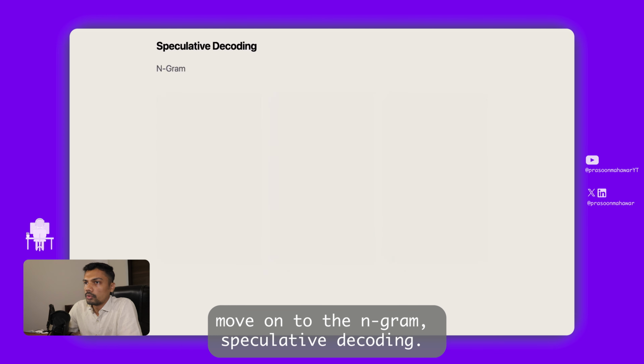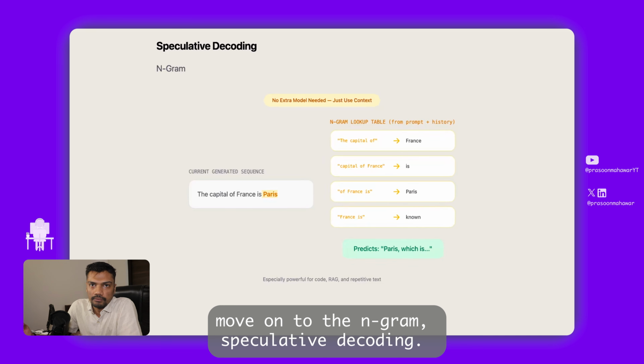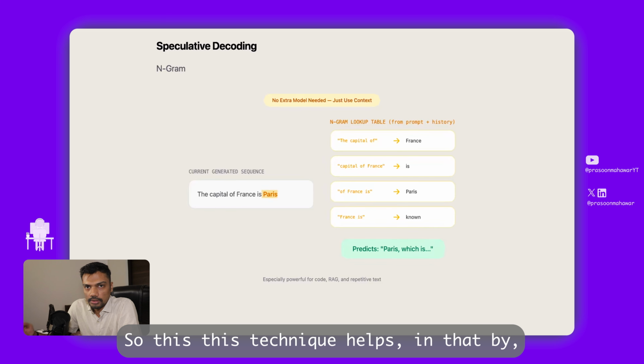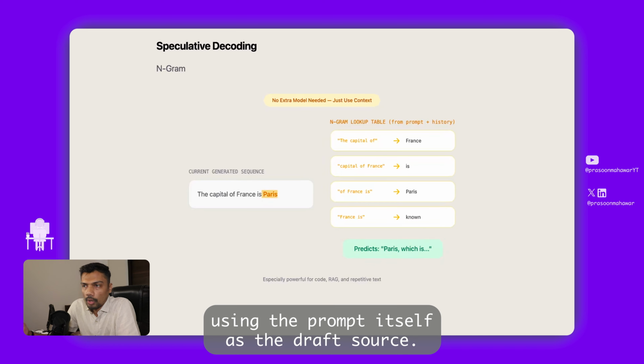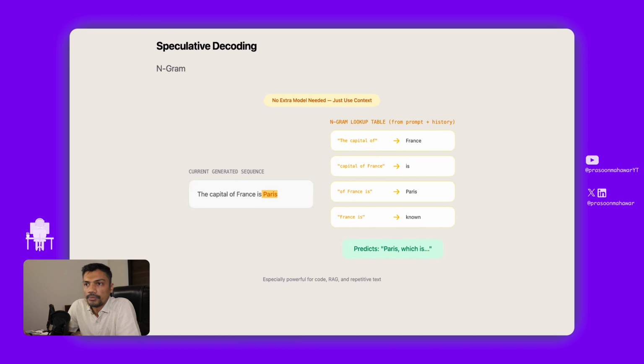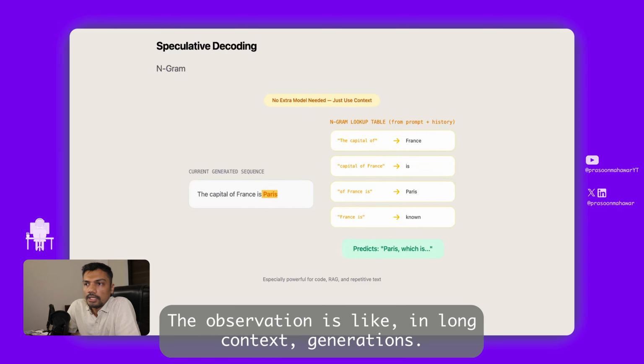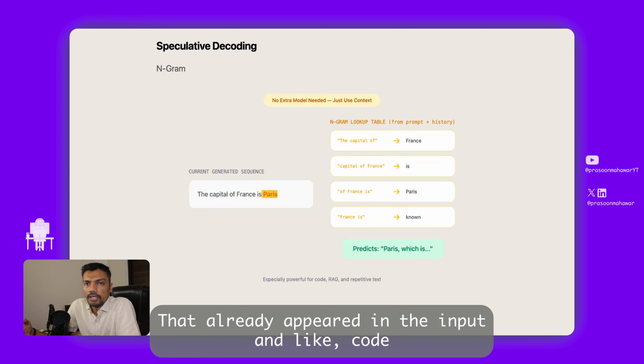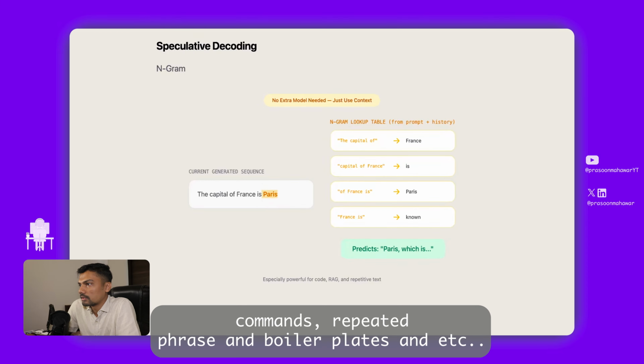Next, we move on to Ngram speculative decoding. What if you don't even need a draft model? This technique helps in that by using the prompt itself as the draft source. The observation is that in long context generation, models often regenerate sequences that already appeared in the input, like code comments, repeated phrases, boilerplates, etc.